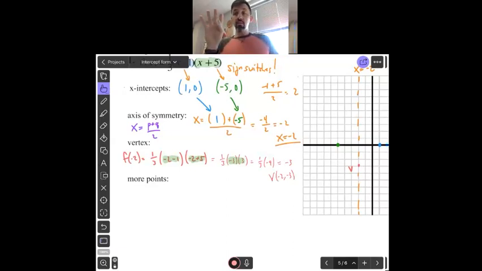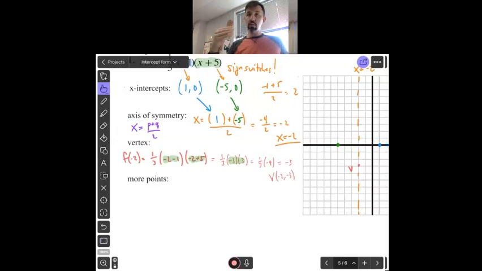So we have 3 points, right? I've asked you to find at least 5, so we need one more that we can reflect to get our 4th and then 5th. Just like with standard form, what you need to do is stop and think. This is no more prescribed. Find the x-intercepts, do this. Find the axis of symmetry, do this. Find the vertex, do this.